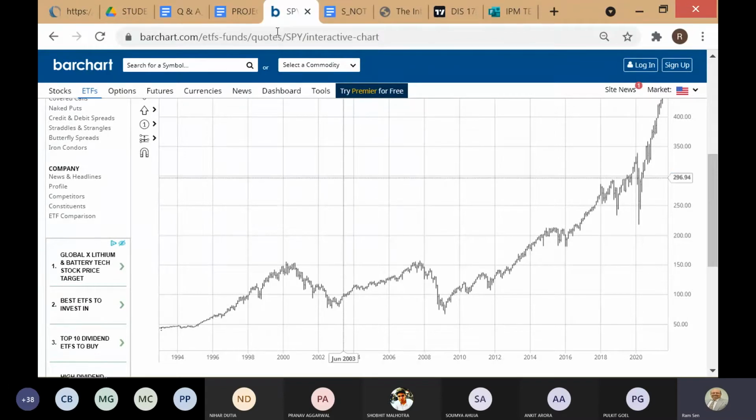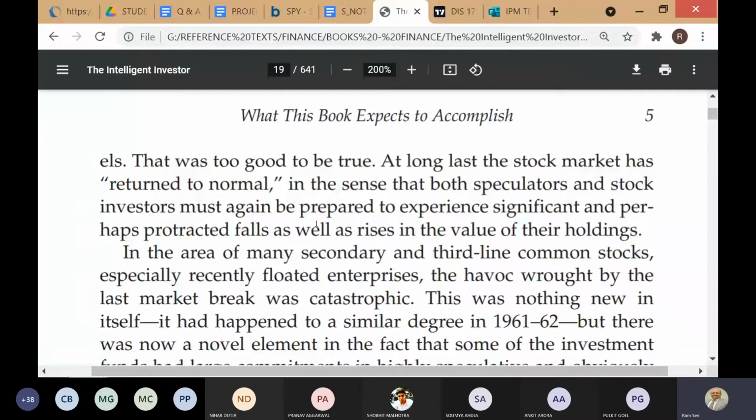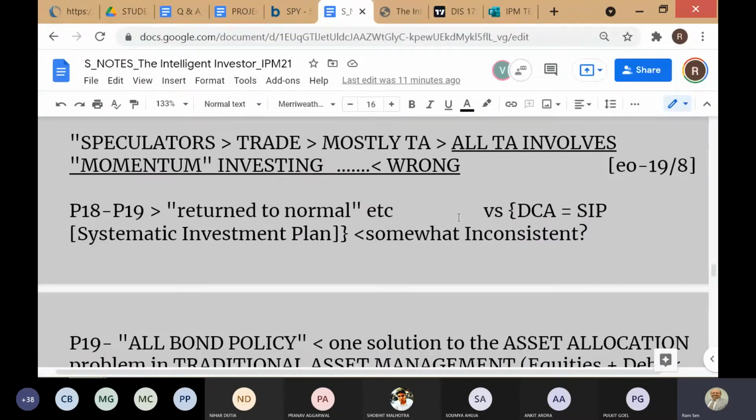So that's what I'm trying to point out here: what he's saying here is more in line with the philosophy of value investing, and his earlier endorsement of dollar cost averaging on page 16 is somewhat inconsistent with this. I hope this point is clear.